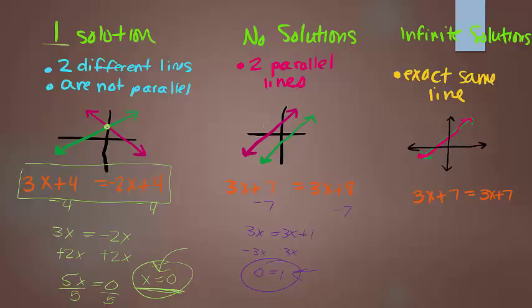And if you graphed it, you would see you have parallel lines. They're never going to intersect. And if you look at it just from this point, you'd say, hey, same slopes, different y-intercepts. This is going to be a no solution because they are parallel.